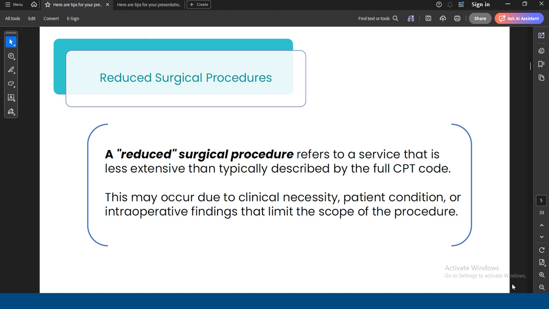First we need to understand reduced surgical procedure. Okay, so what is a reduced surgical procedure? Here, service or procedure is less extensive than typically described by the full CPT code.